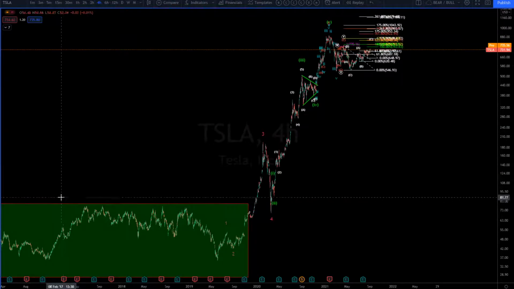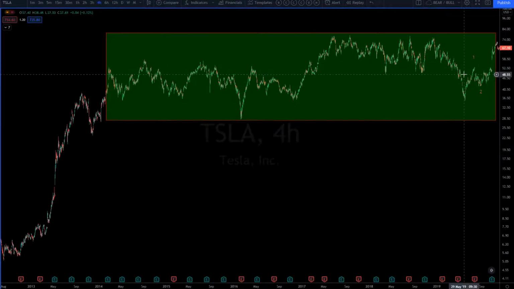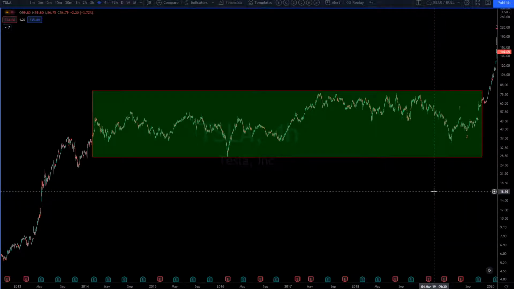Let me pull this out, and I've got this highlighted over here because, again, I was paying attention to this. Look at this. It just moves sideways from 2014 all the way through until it finally broke out in 2019. I'm not going to get into the count on Tesla, but it looks very similar to Russell.